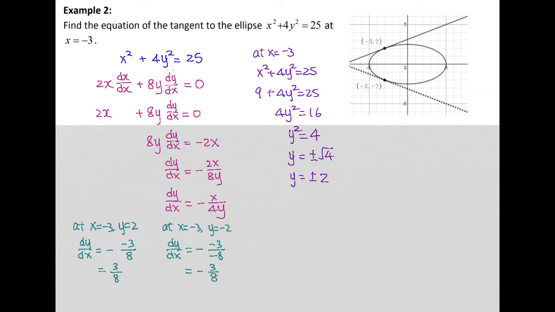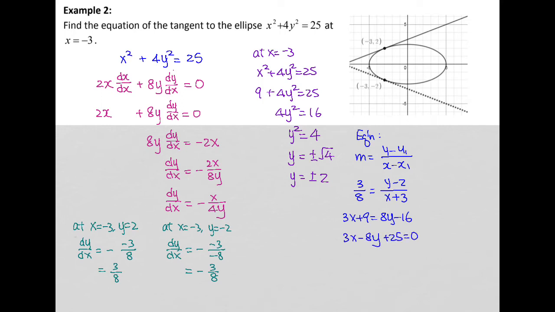Finally, let's substitute into the slope formula to find the equation. M equals y minus y1 over x minus x1. Our first slope is 3 over 8, and the point is negative 3 and 2. So y minus 2 over x plus 3. Let's do cross multiplication. And bring everything to one side. And that's our first equation of the tangent line.